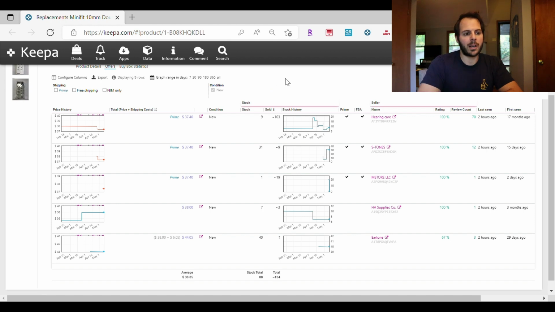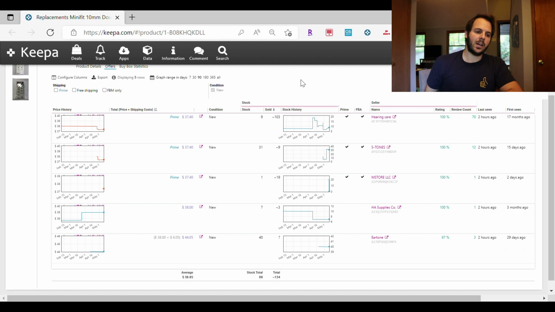So here, if you look at my cursor, there's a stock column. This person has 9, this person has 31, this person has 1. And also right next to that, you can see how many of the items they've sold approximately. This person sold 103, this person sold 9, this person sold 19. And again, I'm not even looking at the two underneath it because they're not competitive sellers. They're doing FBM, I'm not worried about them.